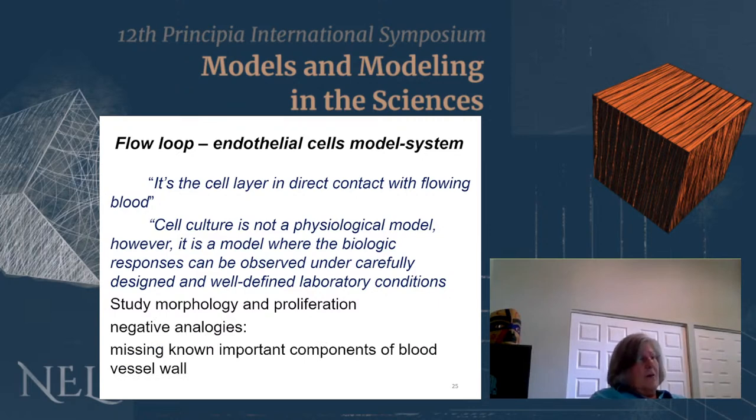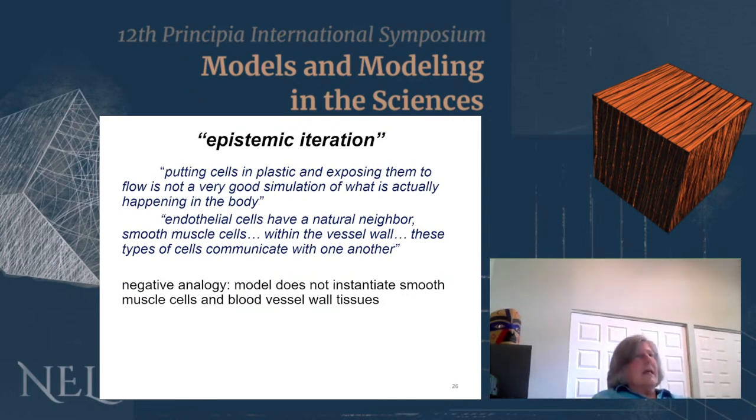So the negative analogies are that there are missing known important components of the blood vessel wall. But for many, many years of the research, 20 years or so, there wasn't any way to incorporate more. They tried making a co-culture with smooth muscle cells and endothelial cells, but that didn't give them the kind of information that they wanted. I'm calling this again a process of epistemic iteration, borrowing this term from Hasok Chang. I think that's a good way of talking about this iterative and incremental building towards. So putting cells in plastic and exposing them to flow is not a good simulation. They have a natural neighbor, smooth muscle cells, and they communicate with one another. So basically the negative analogy is the model does not instantiate smooth muscle cells and blood vessel wall tissues.